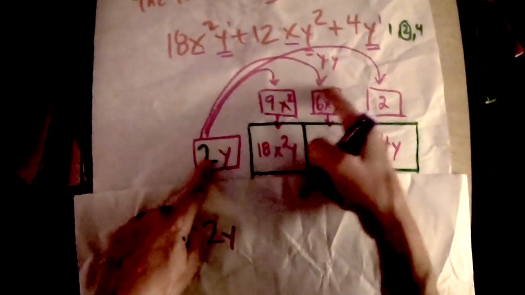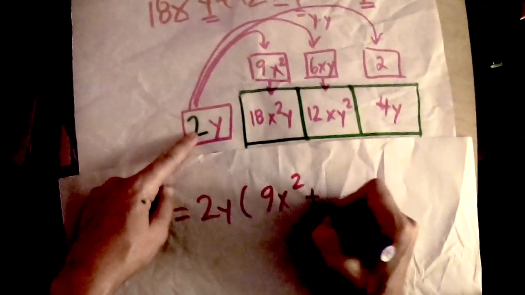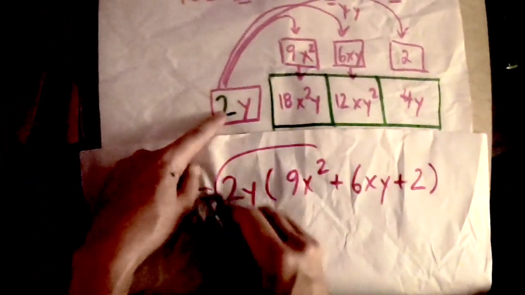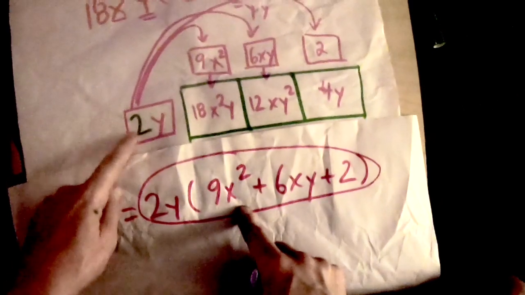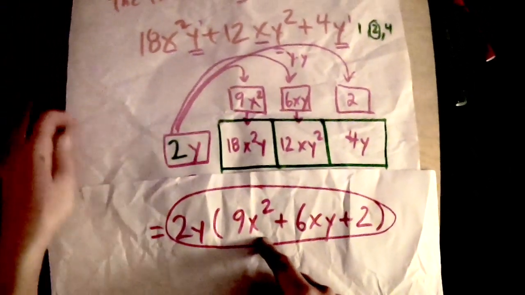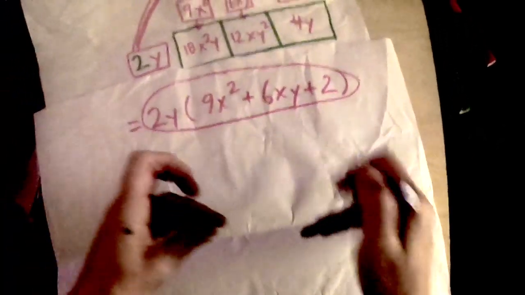2y times 9x squared plus 6xy plus 2. There it is. This is the same as this. Nice job. That's the distributive property. We're factoring instead of distributing. That's it. Nice job, guys. Way to hang in there.